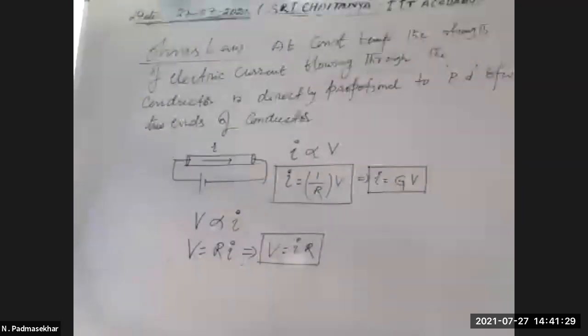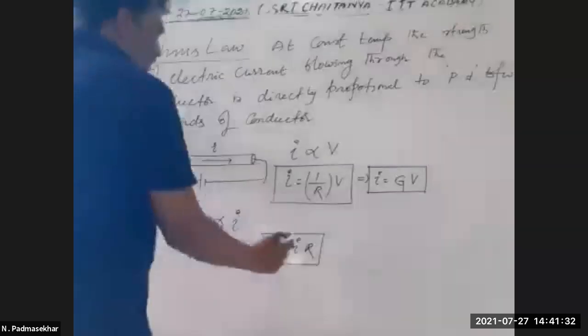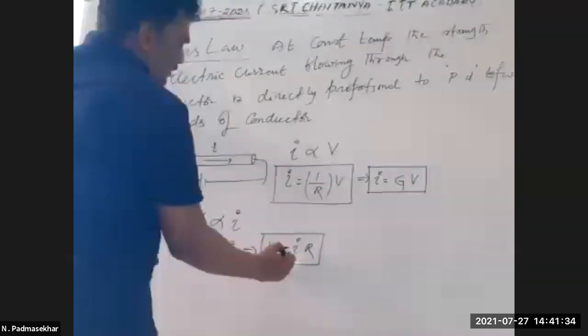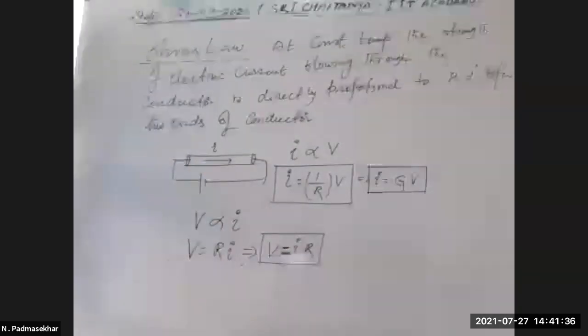If the substances obey this law, those substances are called ohmic substances. The substances which do not obey that law are called non-ohmic substances.